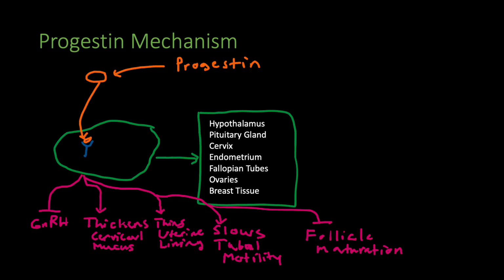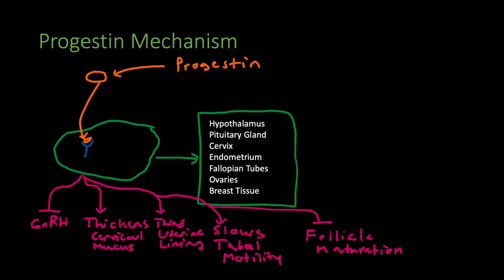So the first one is the progestin mechanism. Progestin typically works by binding to intracellular nuclear progesterone receptors. They are located in multiple reproductive tissues, including the hypothalamus, the pituitary gland, the cervix, the endometrium, the fallopian tube, ovaries, and breast tissues. And then when they're bound, what happens here?